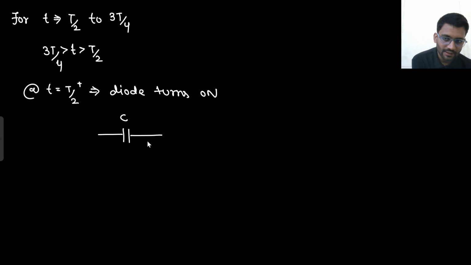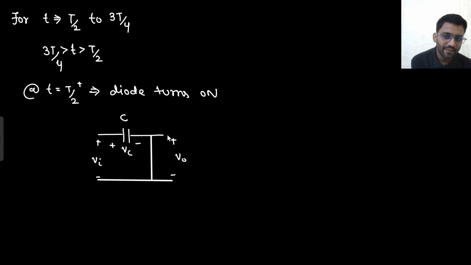This is the capacitor C. This diode turns on. We are having our input voltage here. This is what we are calling Vc. And this is our output.